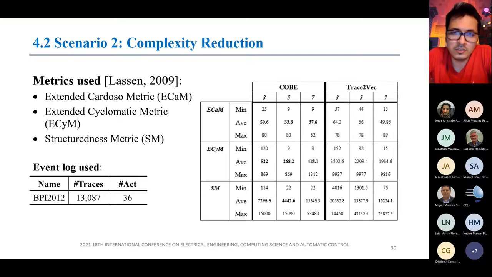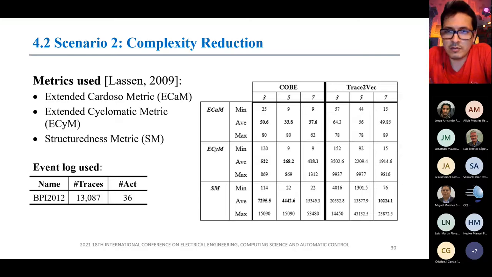To get the workflow net, we used the inductive miner and we tested with different numbers of clusters. The experiment shows that the best results are obtained using our proposal for almost all cases, except when using seven clusters with respect to the is-in metric. In particular, when five clusters are used, the simplest models are obtained.